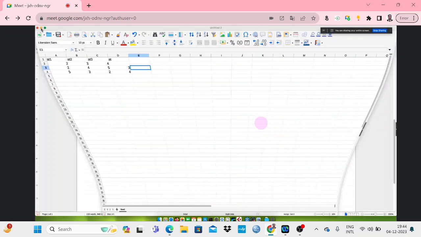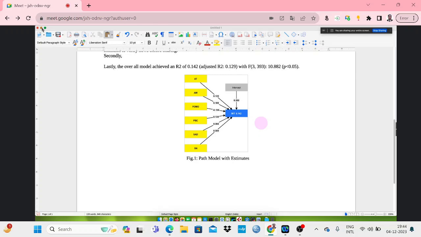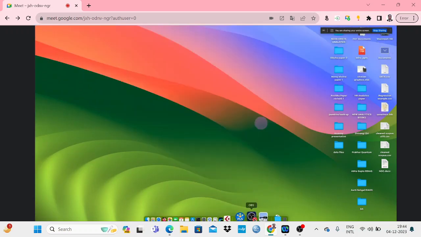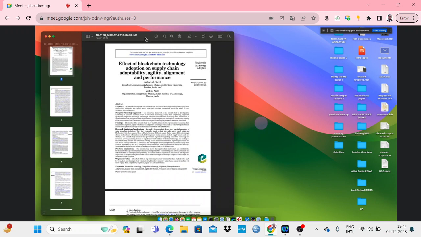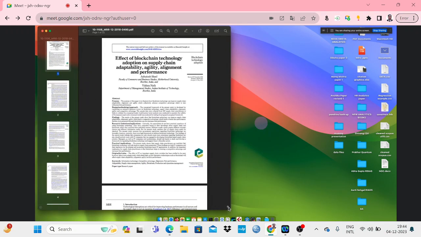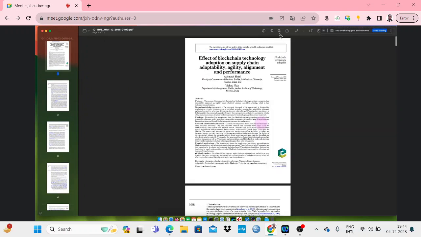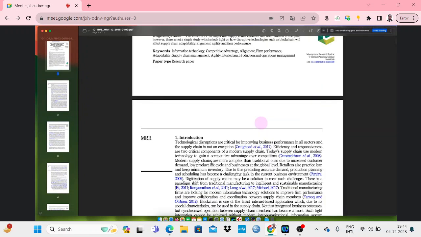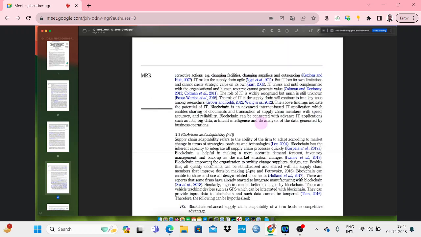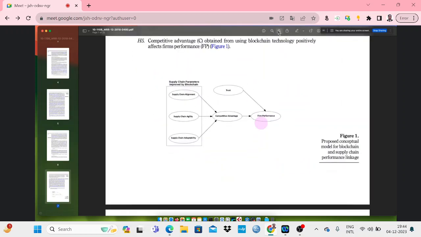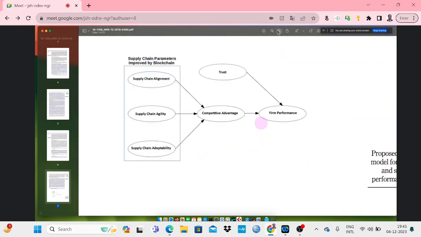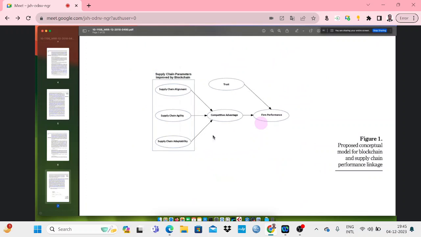Now let us look at it. So this is from another one of my published studies. This model. Okay, this was published in 2019. I co-authored this study. And this is the framework. Is this framework visible? Okay, so this is the framework that we want to test here.